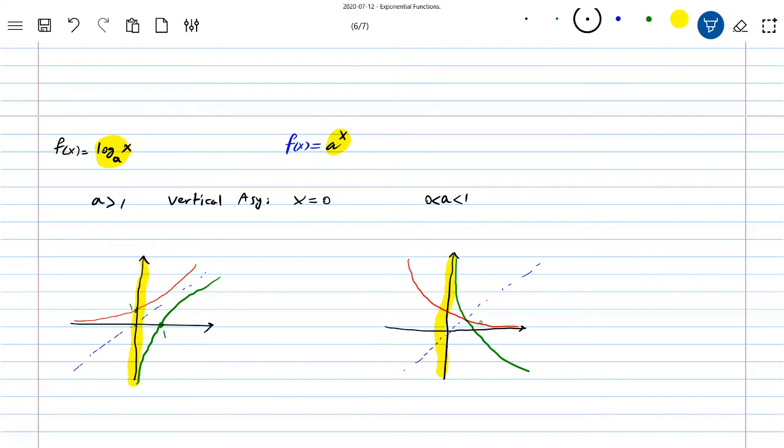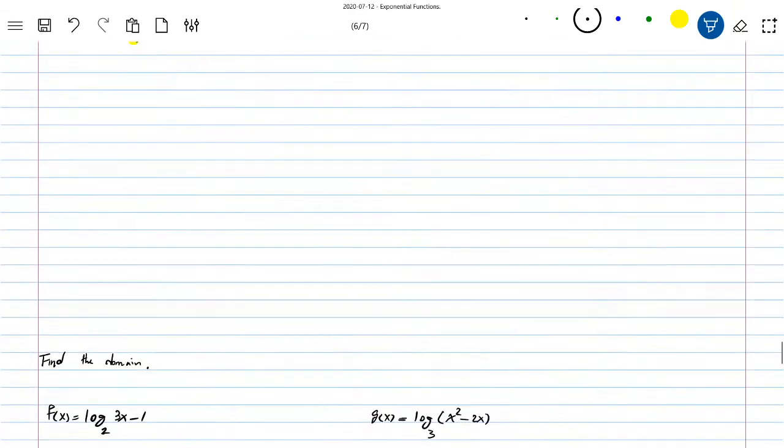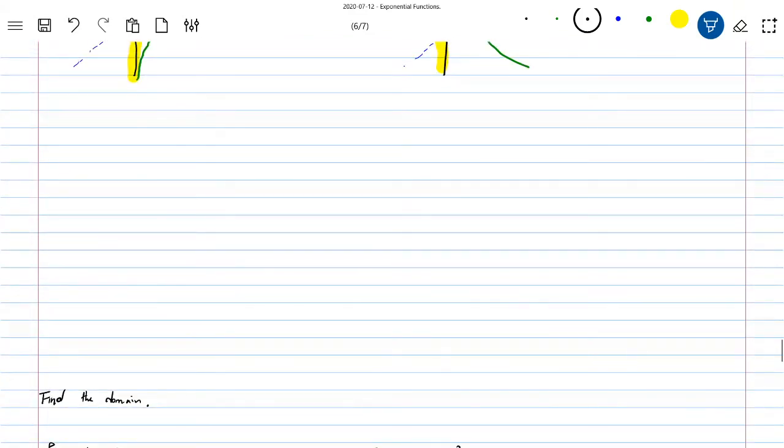So if you have a log function, there should be a vertical asymptote. If you have an exponential, there should be a horizontal asymptote. And there you can involve shifts left and right, up and down, and multiplying by negative numbers just to rescale it. But if you have the structure of the graph, you can do those processes. We'll do an example just so you can see.